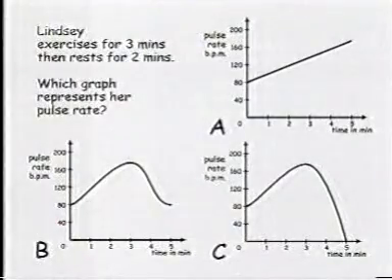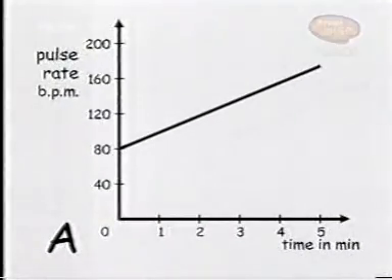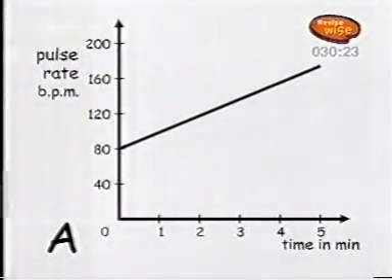Well, let's have a look at those graphs. Here, the line never goes down, it keeps going up. But I exercised and then rested, so my pulse rate first increased and then went back to its usual rate. So graph A is wrong.